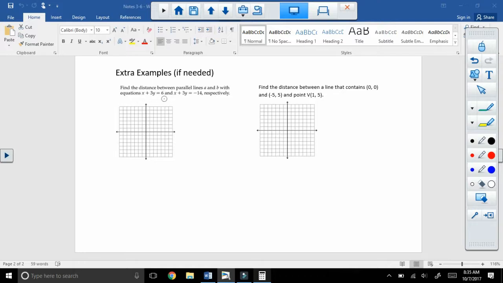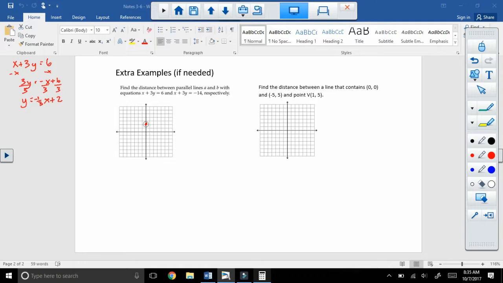What I need to do first is graph those, and I'm going to have to solve for y to be able to graph those. So I have x plus 3y equal to 6. I'm just going to go ahead and solve that for y quick. And then divide by 3. So y equals negative 1/3 x plus 2. And I'm going to graph that.